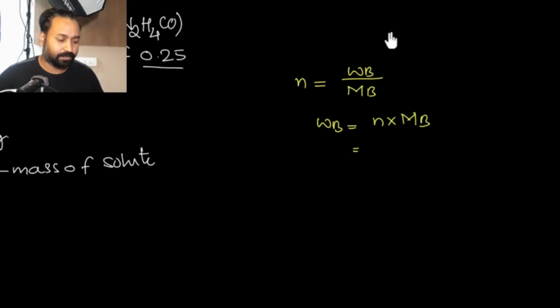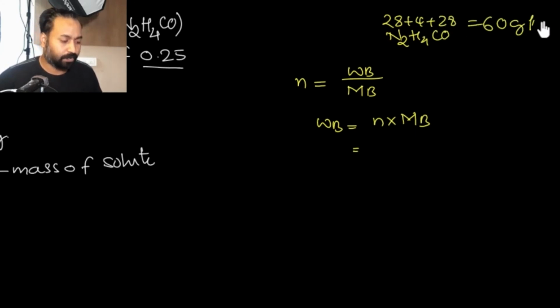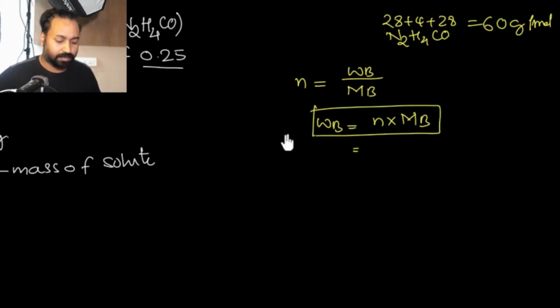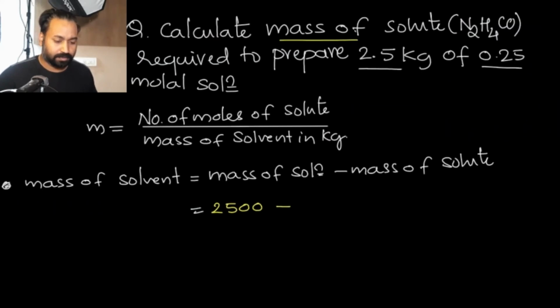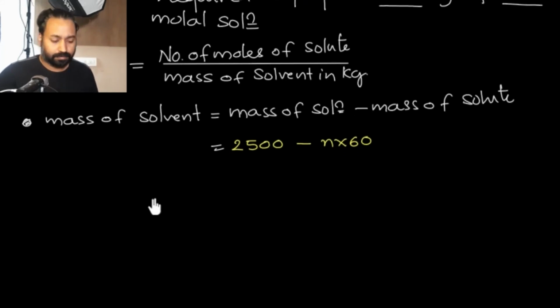And in this case we have N2H4CO, that is 28 plus 4 plus 28. So what do we get here? That is 60 grams per mole, the molecular mass of the solute, and this equation we have to use to calculate the mass of the solute. Okay, let's go with the equation. So it becomes here n into 60. This is the mass of the solvent. We got it.